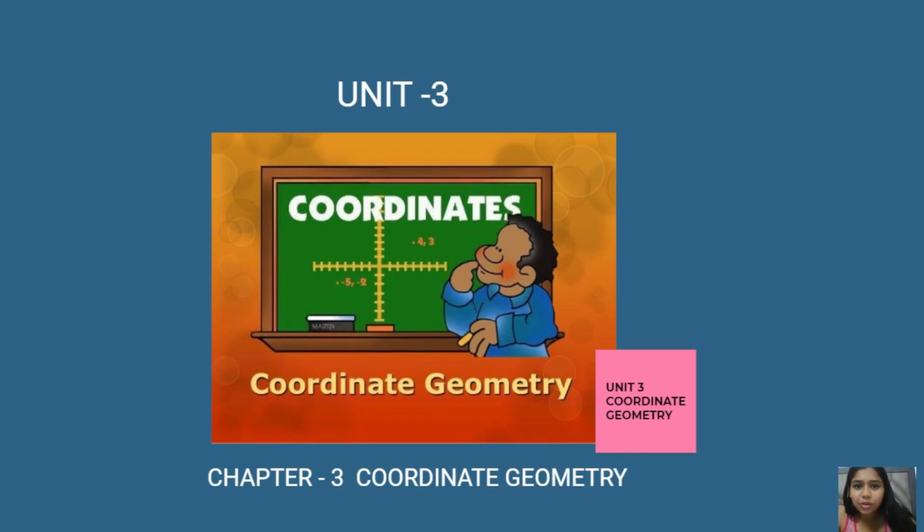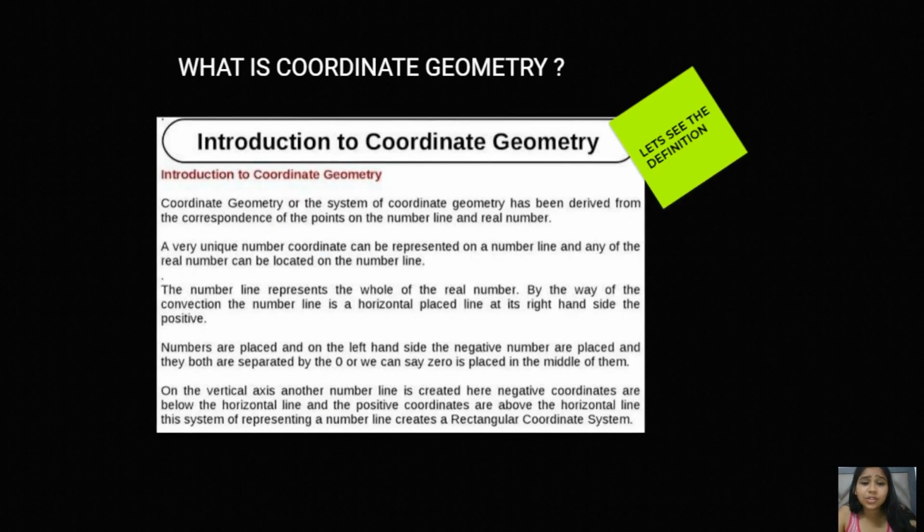So let's just start with the new unit and the new chapter. Our new unit is unit number 3, coordinate geometry. In this we are going to learn about the chapter coordinate geometry. Coordinate geometry is a very easy chapter. We can cover this chapter in a single class only. So let's just know what exactly coordinate geometry is.